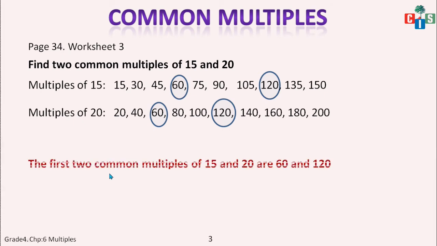We have found the two common multiples; only two were asked, so we will have the final statement. The first two common multiples of 15 and 20 are 60 and 120. Fine.